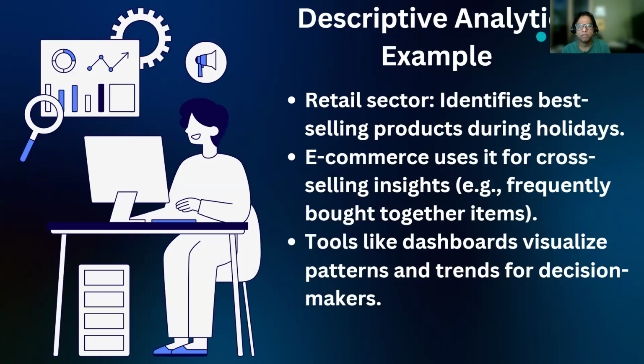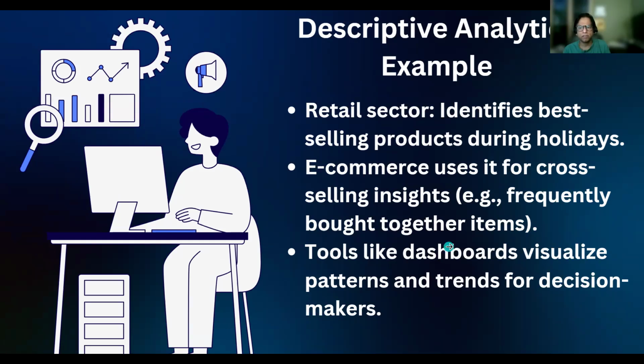So there are various examples. We can go through that and see which one is going to work, which one is not going to work. In the descriptive analytics, in the retail sector, you can identify the best selling product during holidays. You can pretty much identify which product is selling, which social media platform is working. All those you can identify by collecting the data. And then in e-commerce, you can use the cross-selling techniques, the frequency of purchased items by the customers. You can do that.